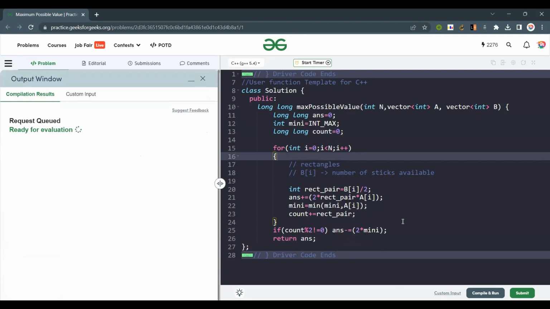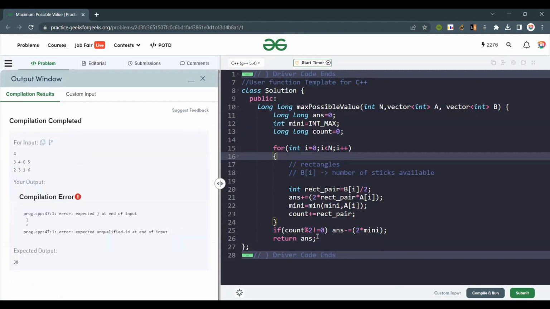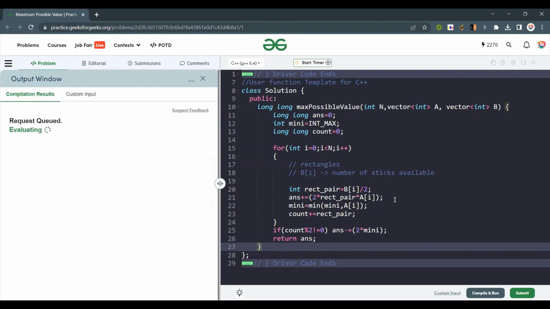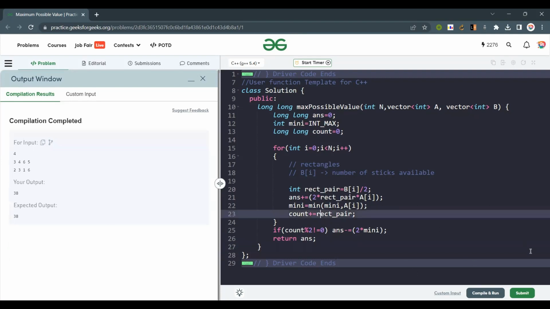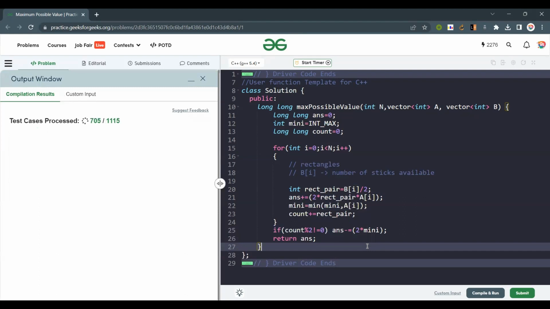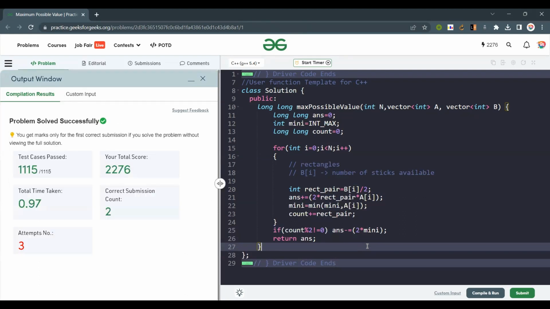So let's compile and run the code. Basically, I have not taken it. Let's again compile and run. Yes, so let's submit the code. Yes, it is working fine. So this is all about the question.